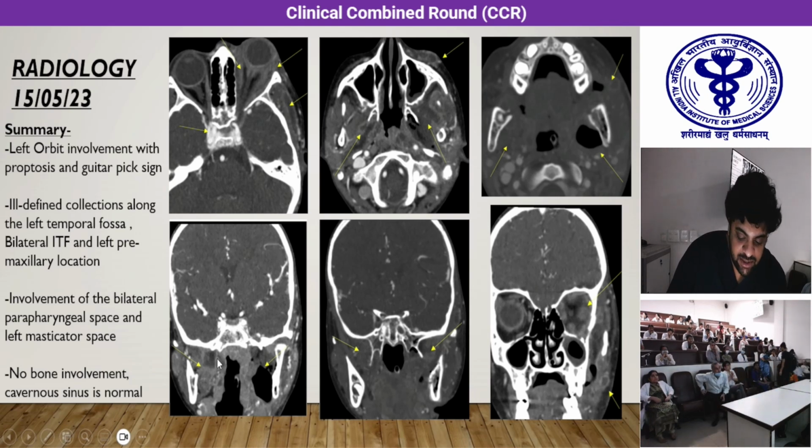In the coronal images also, we can see in the bilateral parapharyngeal spaces a large air-containing collection on the left side with soft tissue thickening on the right. In this coronal section, we can see involvement of the extraocular muscles as well as the intraorbital fat, and extensive deep neck space infection, predominantly along the left side of the neck. However, there is no bony involvement and no involvement of the cavernous sinuses at this time point.